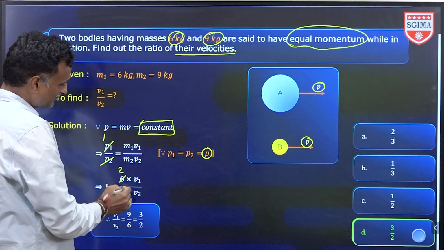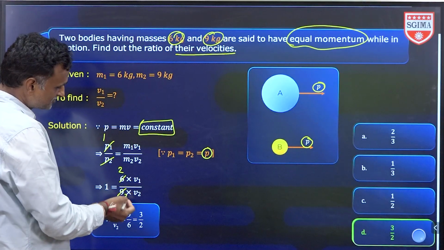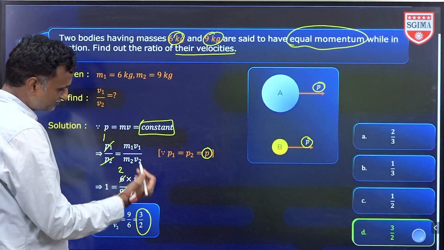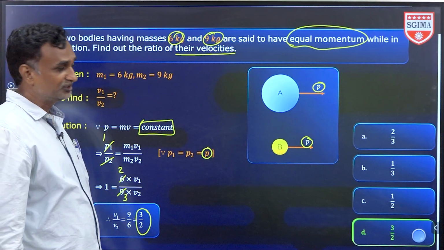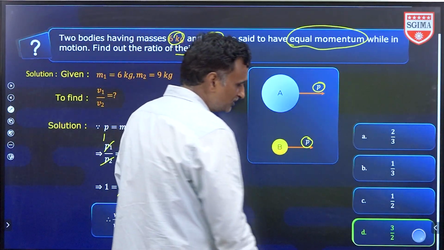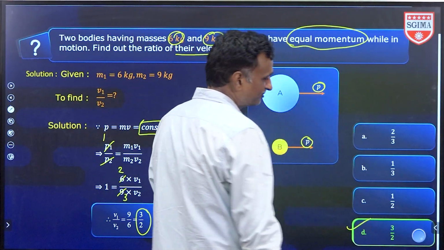So the 3:2 ratio and the 3:3 ratio. Shifting on this one, 3 by 2 will come. So that is V1 by V2 equals 3 by 2. So here the option is the fourth.